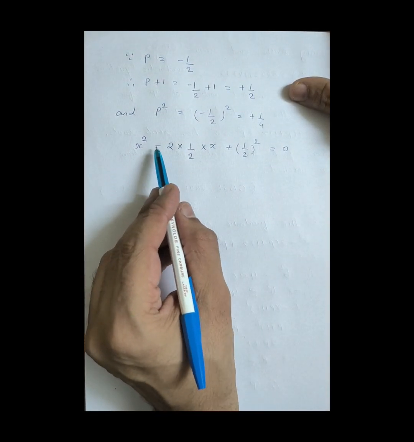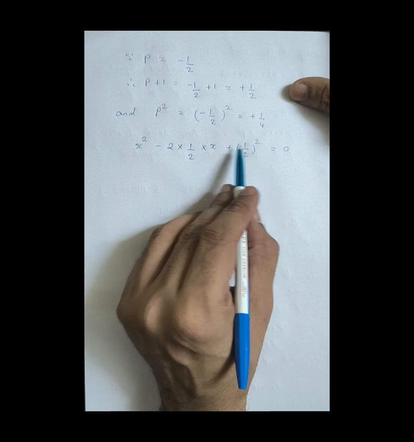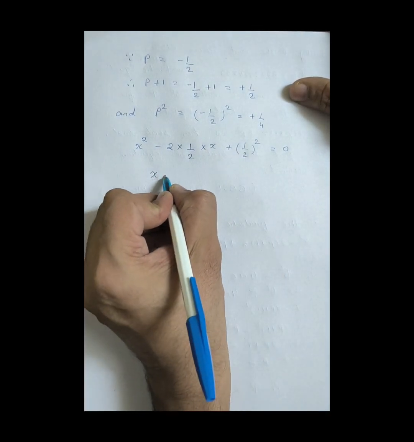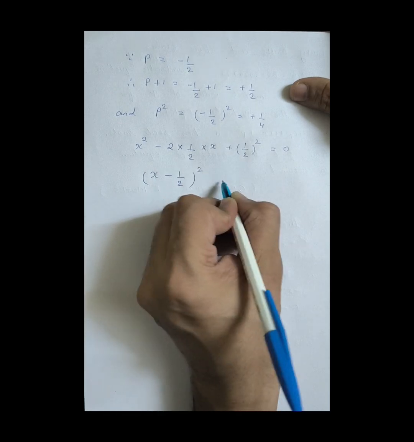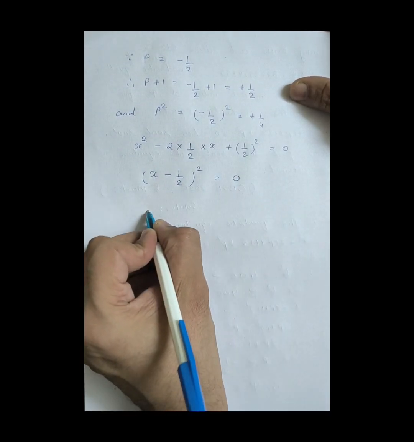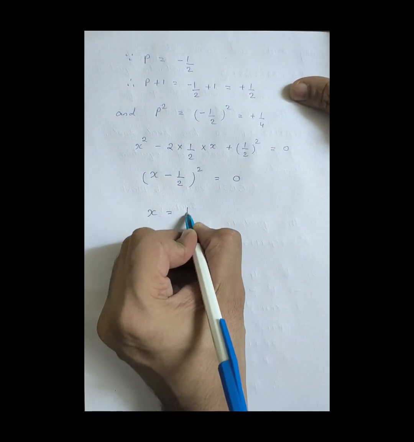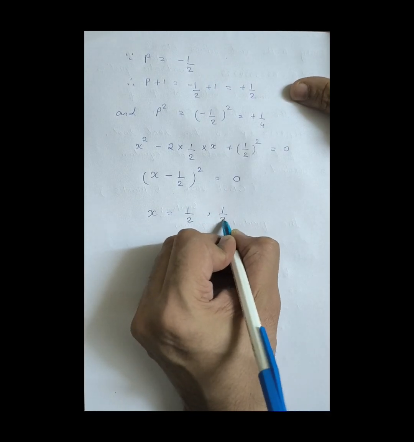Observe carefully, this is nothing but a square minus 2ab plus b square, which is (a minus b) square, that is (x minus half) whole square is equal to 0. So we will get x is equal to half comma half.